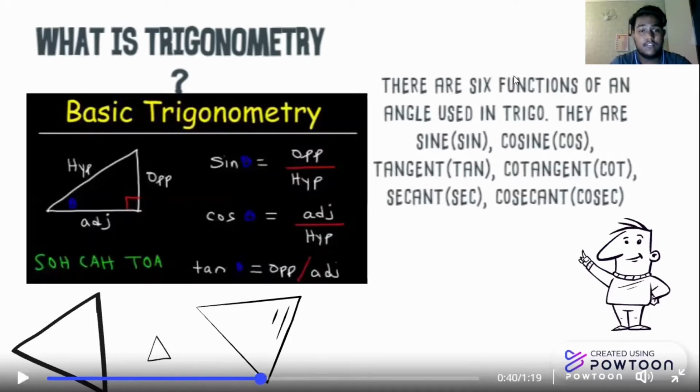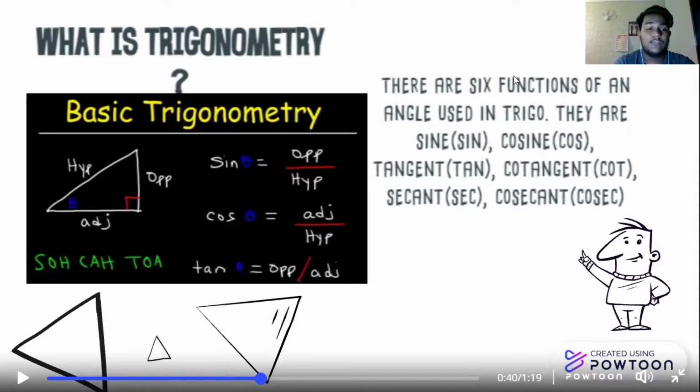As you can see, this is the basic trigonometry we study in class. There's hypotenuse, opposite, and adjacent. To find the sine of an angle, we use the formula of opposite over hypotenuse. For cosine, you use adjacent and hypotenuse, and for tangent, we use opposite and adjacent.